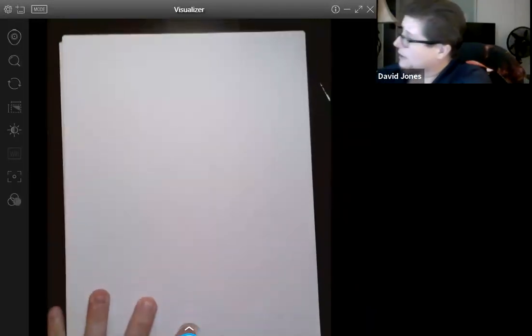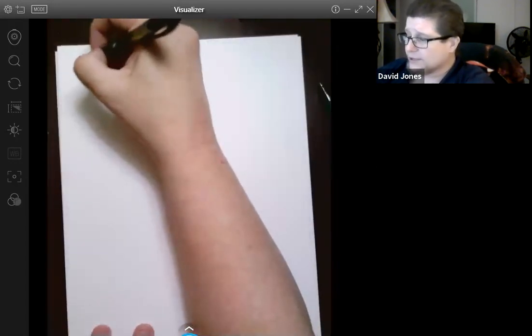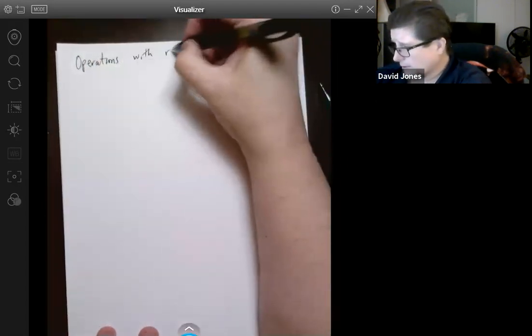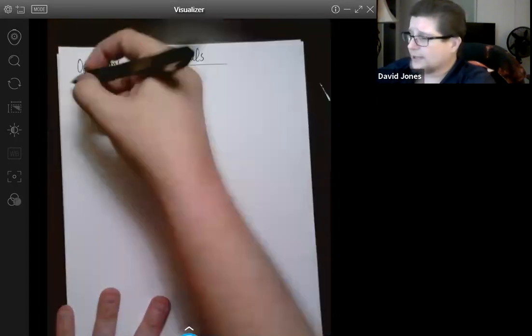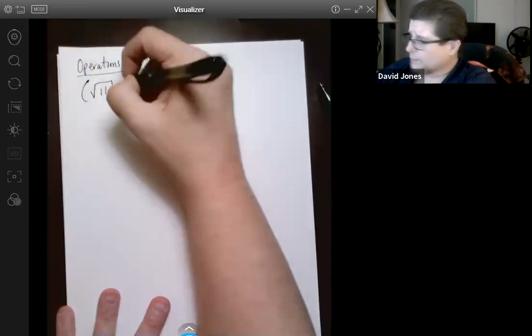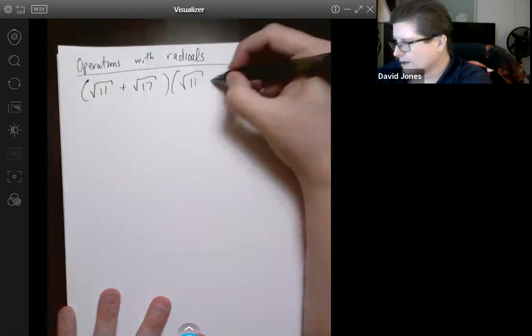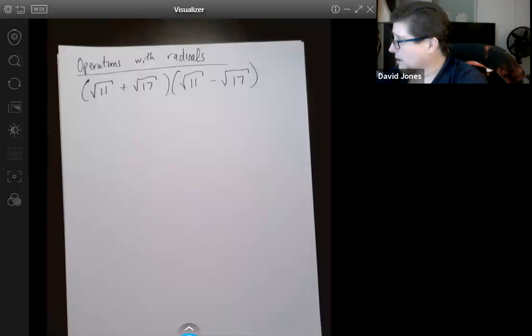Operations with radicals. I said you can't have any operations left, so getting rid of the operations with radicals. Let's just start with a big one. Let's do like square root of 11 plus square root of 17 times square root of 11 minus square root of 17. Well, first off, I'm going to do one that's actually kind of easy, and actually leads to a rule.